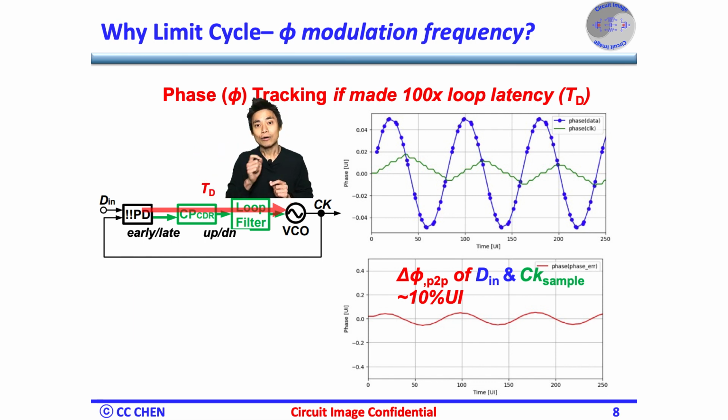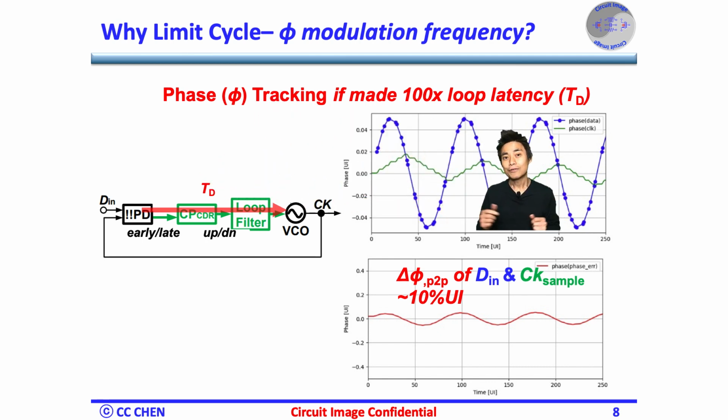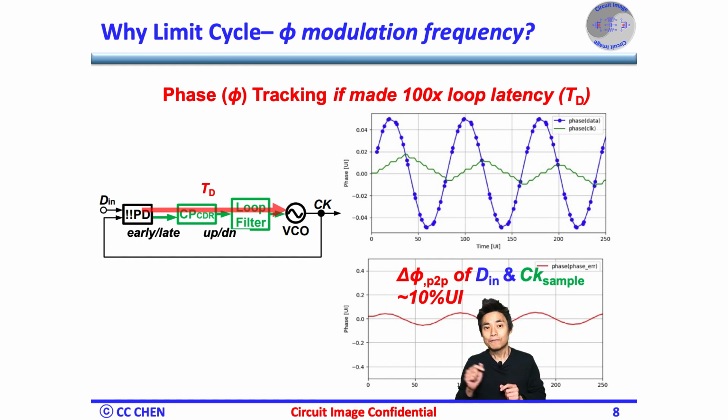If the loop delay of the phase tracking is too much, then the lag of the phase correction will not correct or track the input phase quickly. Therefore, it's clear that the limit cycle will also occur with a long latency of the CDR loop. Again, if we make it 100 times the original CDR latency, the phase tracking from the simplified dynamic model not only shows the limit cycle, but also shows the phase error could be up to 10% UI.